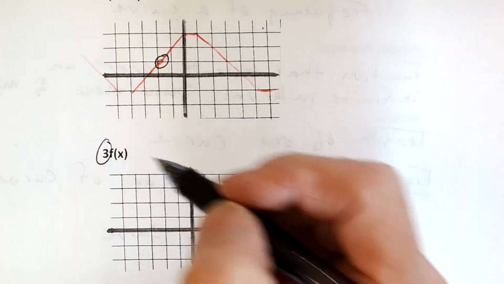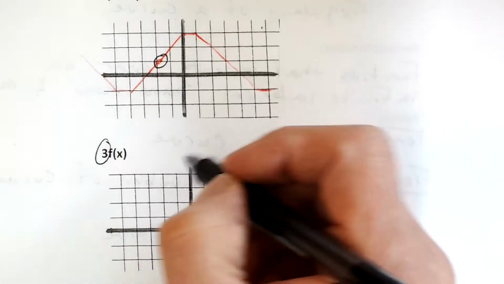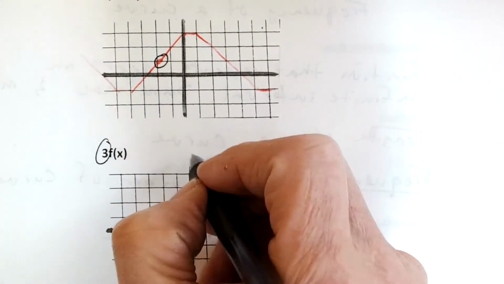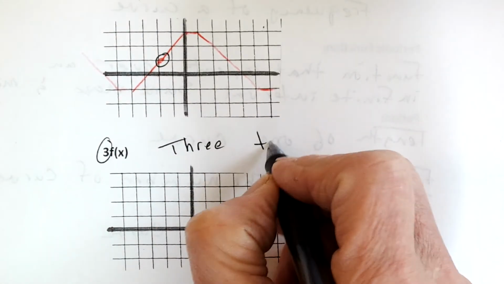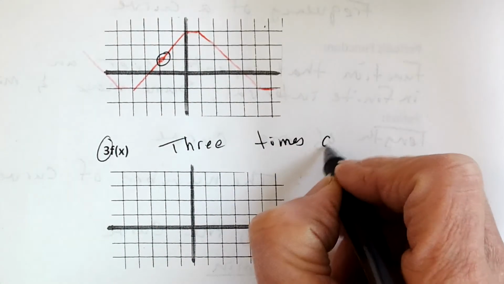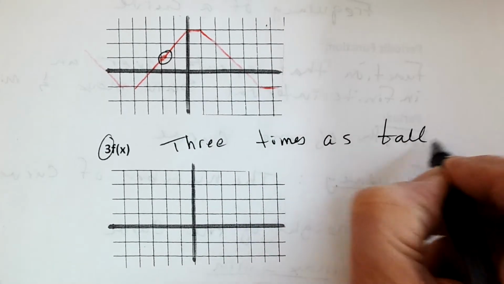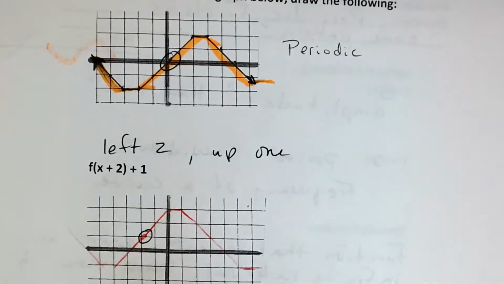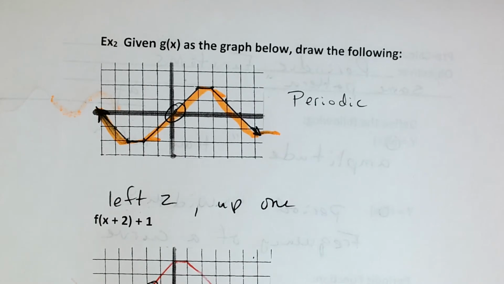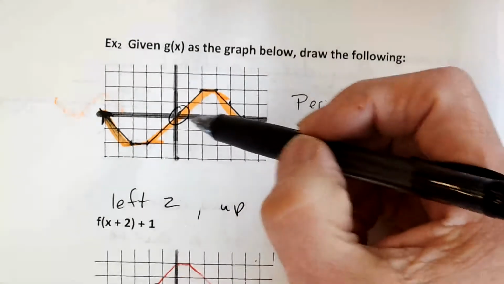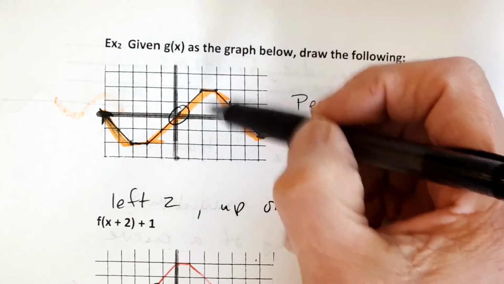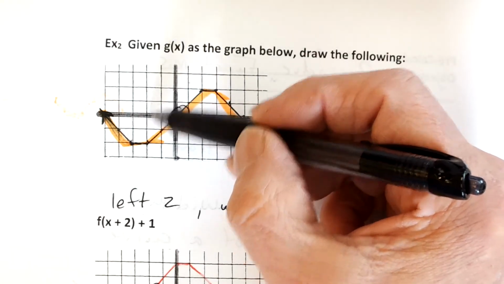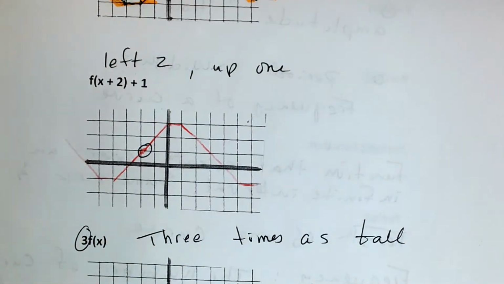So the 3 means I'm going to change its amplitude. So the amplitude makes it 3 times as tall. So I'm going to take my original graph and make it 3 times as tall. That means at this point here, instead of being at 2, this point's going to be up at 6. This point, which is at -2, is going to be down at -6. So it's probably not going to fit very well, but I'll make it fit.